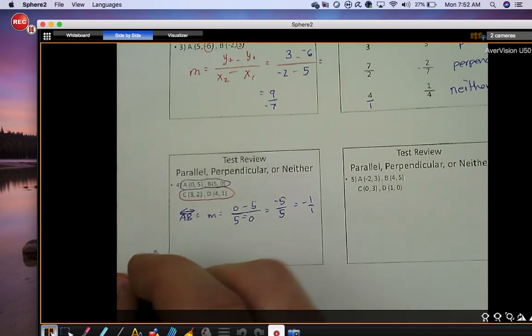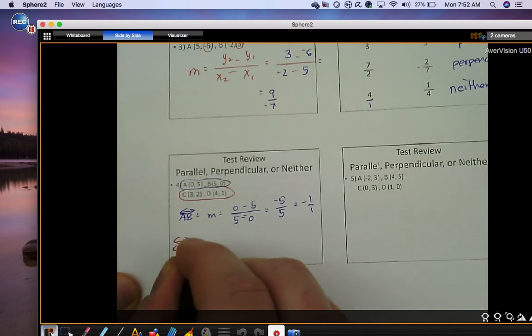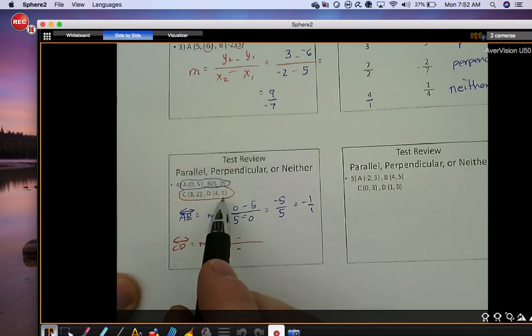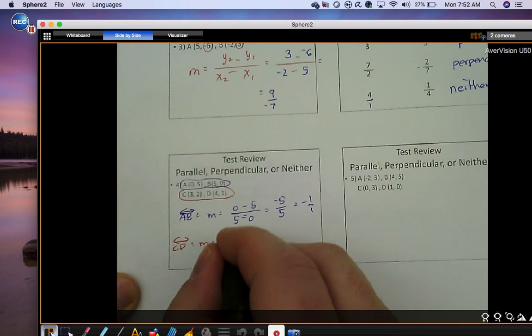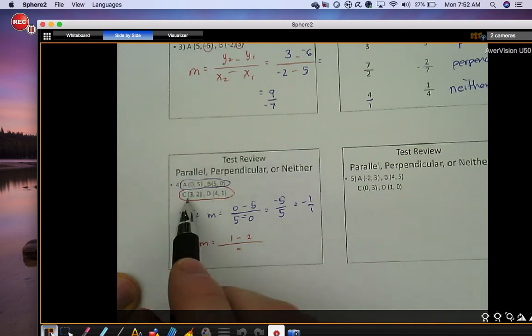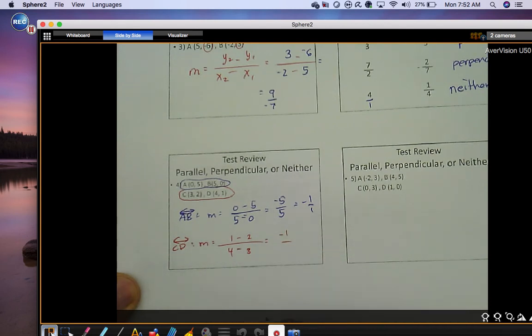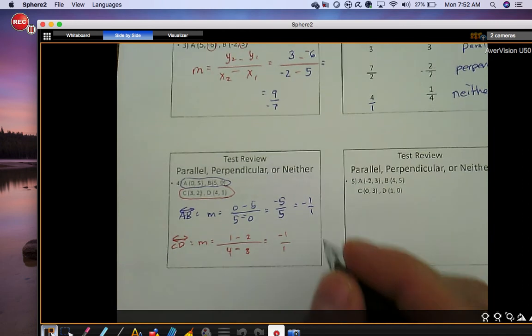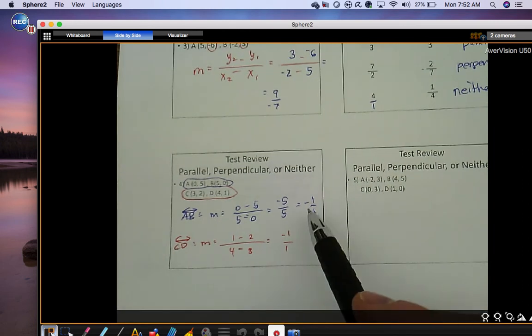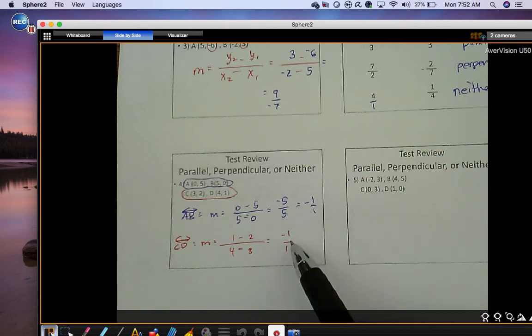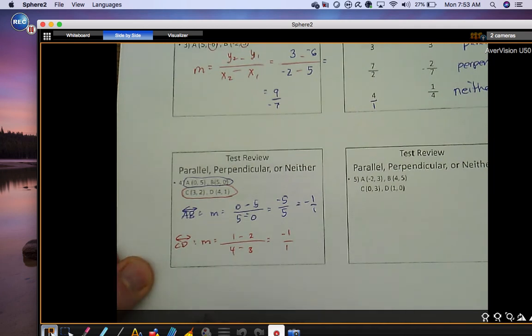Find the slope of line CD. You're doing the same exact thing. Take your y values, 1 minus 2. Take your x values, 4 minus 3. 1 minus 2 gives you negative 1, and 4 minus 3 gives you positive 1. These are both negative. They are reciprocals as well, okay, but these are exactly the same. Negative 1 over 1, negative 1 over 1. So if they're exactly the same, these lines are parallel.